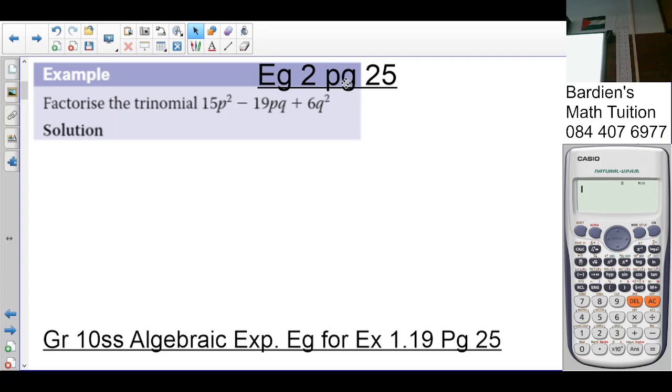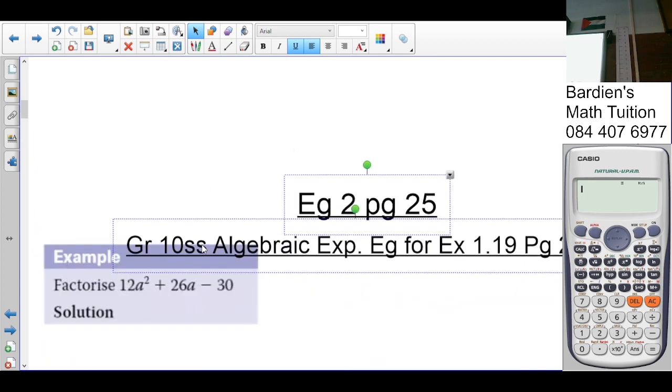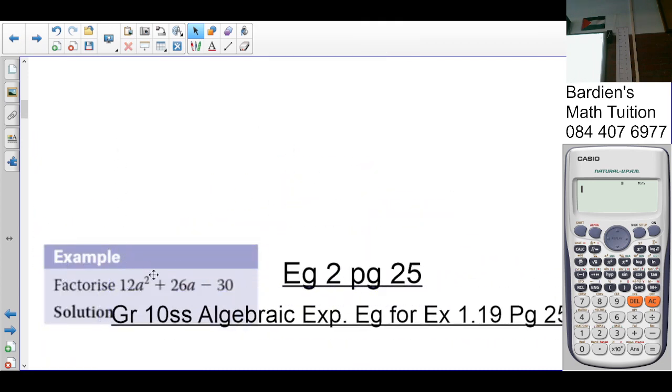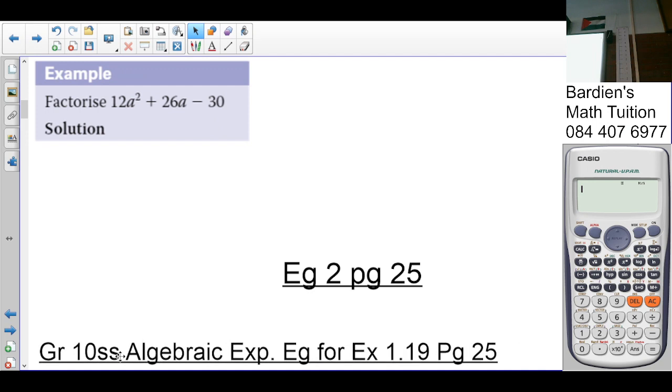I'm trying to keep this video as short as possible. So many people were complaining the videos are too long. So if you see SS, that means examples only. But if you see grade 10, that means it's a full lesson.